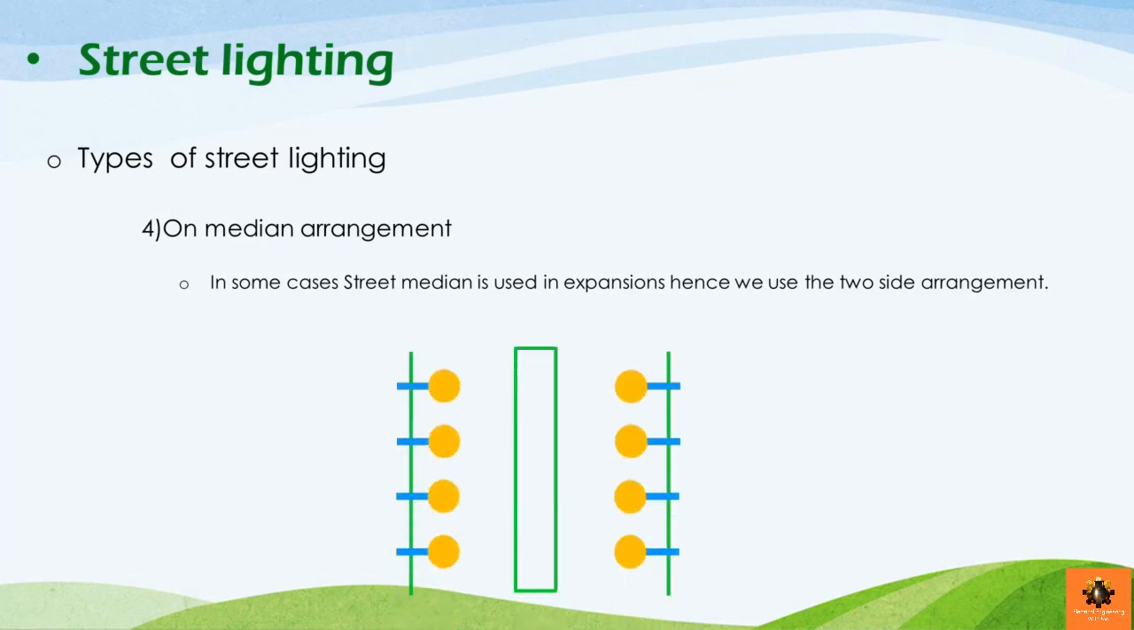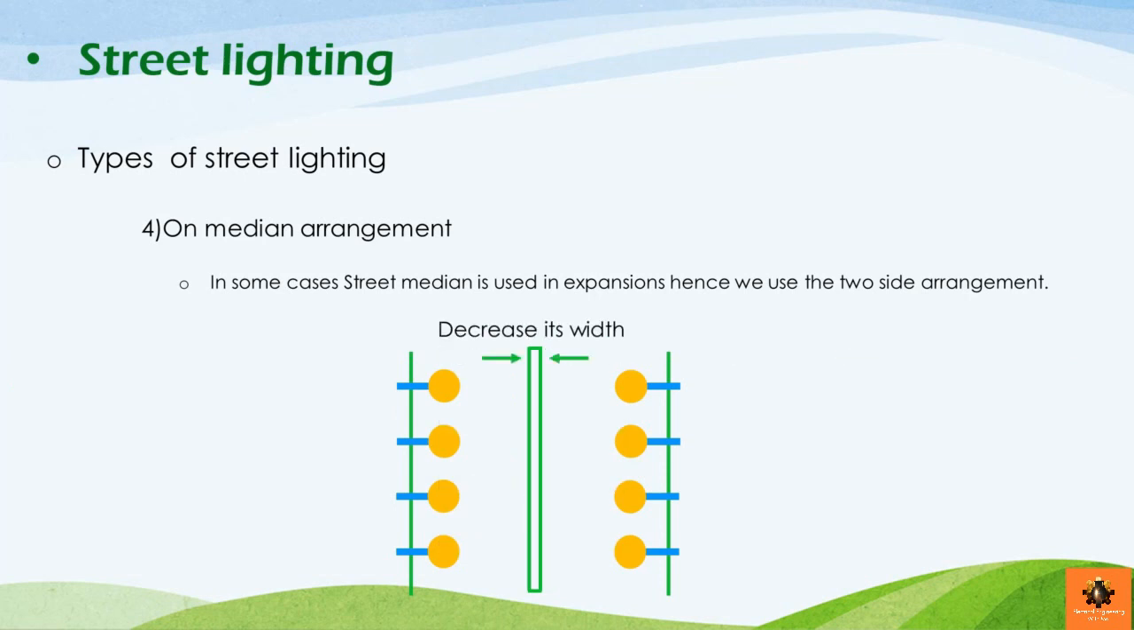So the width of the median may decrease in the future as we need to increase the street width. So in that case, we will not install the lighting poles on the median as we need the median area in the future and the expansions of the street. And in that case, the poles will be installed on the two sides of the street.